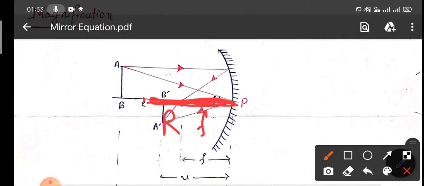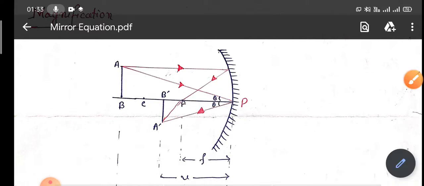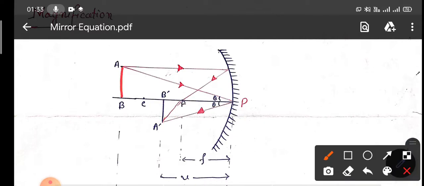Now, if you remember in the mirror equation, our object was a point-like object, but here our object has a height. The height of AB is suppose HO. HO means object height, so AB is equal to HO. Now suppose we have to find out where our image will form. Say AB is an object, any object. Suppose a boy is standing here.